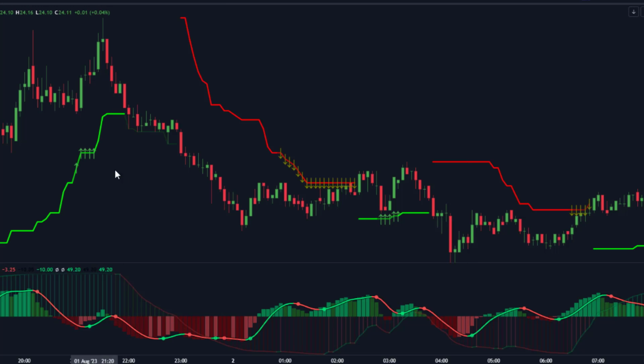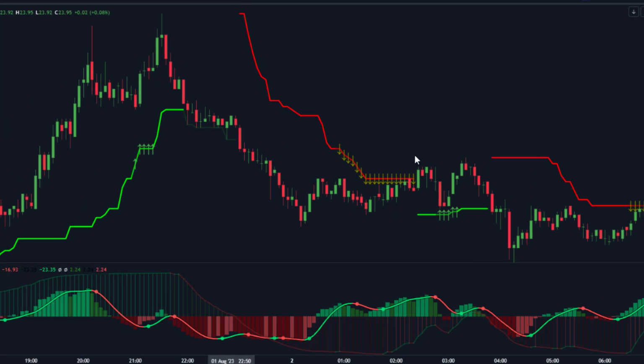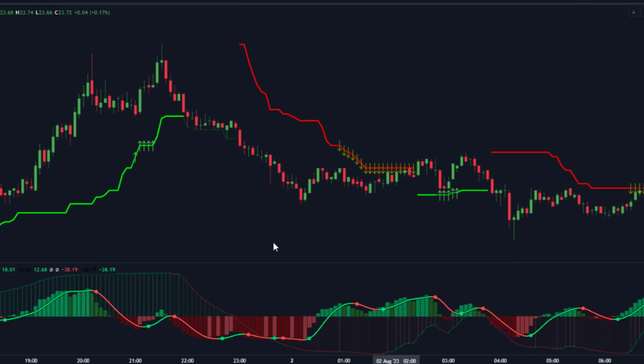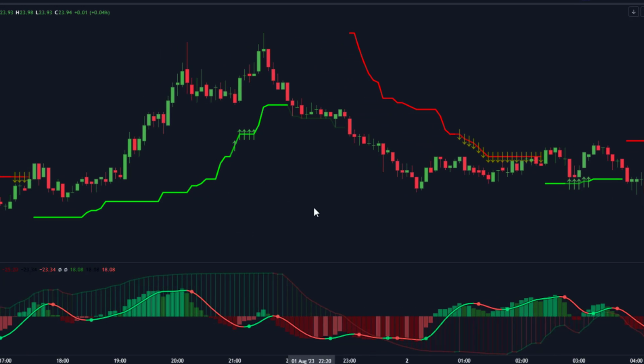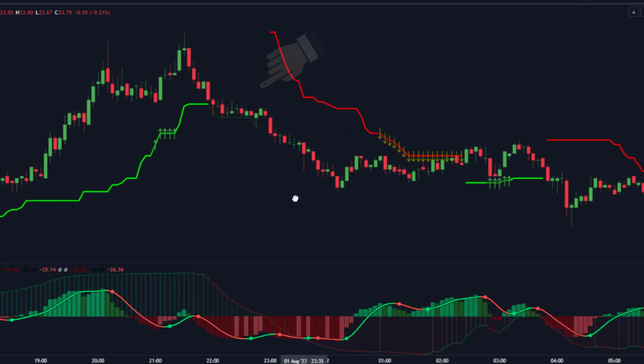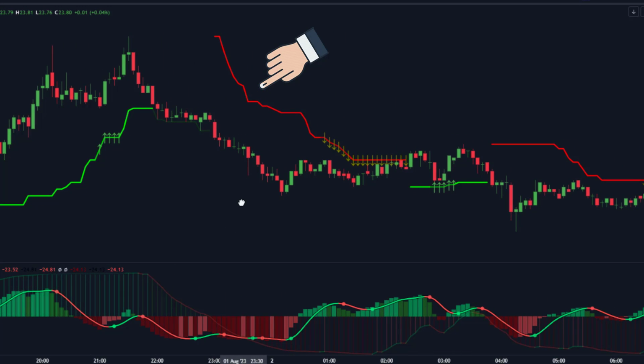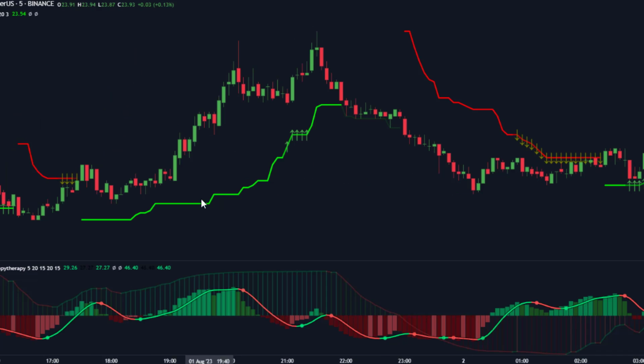How this indicator works is that when price is on an uptrend, the Donchian Trend will be green in color and it will be below the candle. And when price is on a downtrend, the Donchian Trend will be red in color and it will be above the candle. Before we see examples using this indicator, let's set the indicator.